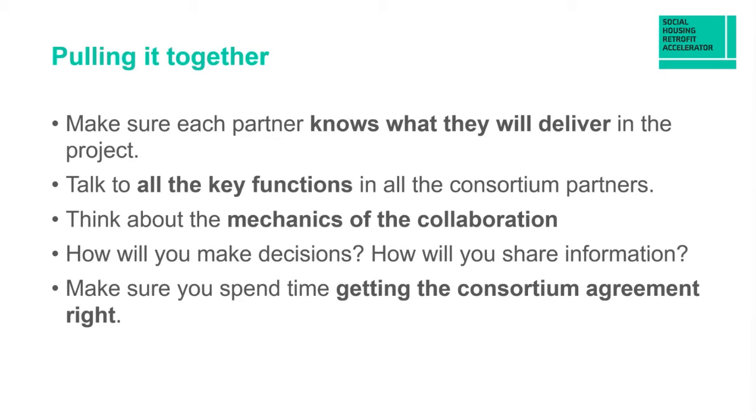Think about the mechanics of the collaboration, that governance, how a decision is going to be made, what are the processes, what meetings are you going to have. It's all a bit boring, but it is a really important part of it. How will you make decisions and how will you share information? Because sharing information is a critical part of this. And then make sure you spend time getting the consortium agreement right. As I said, if the project goes smoothly, you may never even look at the consortium agreement. But when things go wrong, it can be a lifesaver.